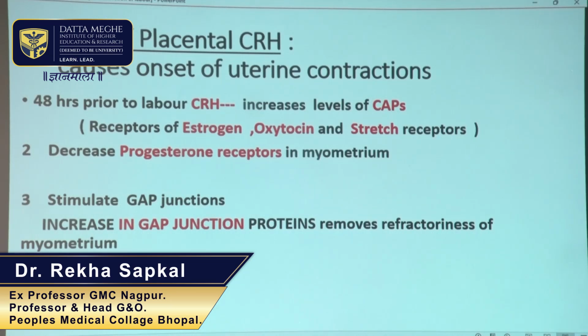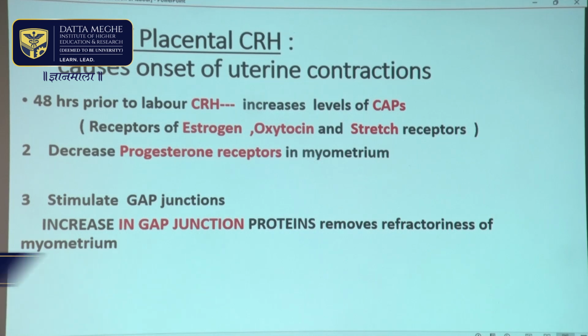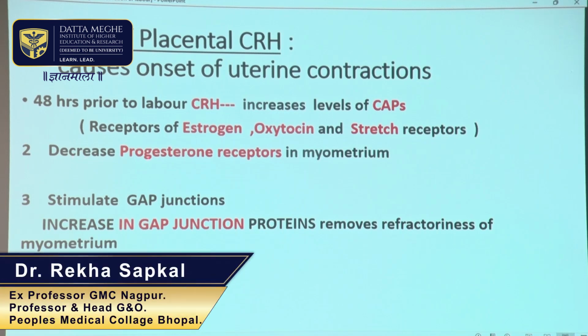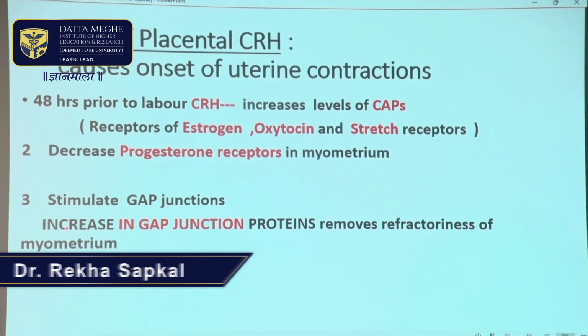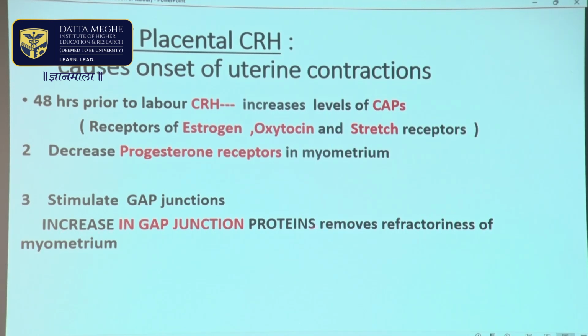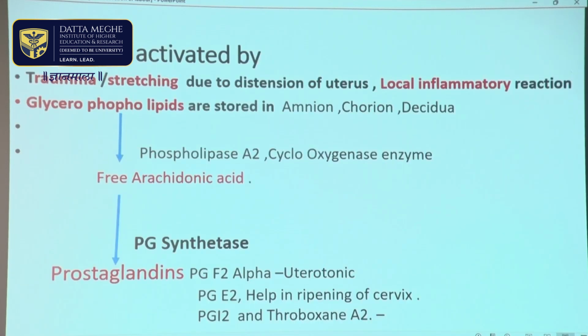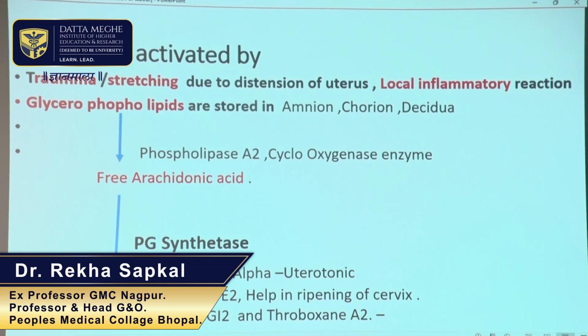What is the role of this placental CRH? It causes onset of uterine contraction. 48 hours prior to the labor, CRH increases, CRH causes increased levels of CAPs. These are the receptors of estrogen, oxytocin and stretch receptors. Receptors of progesterone, they fall. This CRH also stimulates the gap junction. The increase in the gap junction proteins removes the refractoriness of myometrium, and thus it becomes sensitive to the uterotonics. Prostaglandins are activated locally; they are locally present in the uterus, amnion, chorion and deciduum.